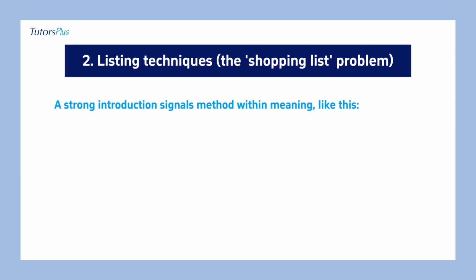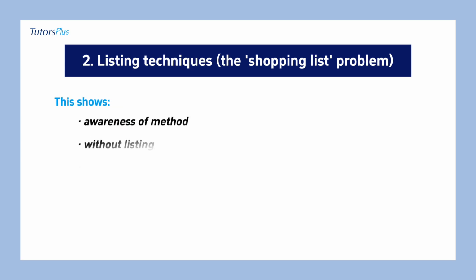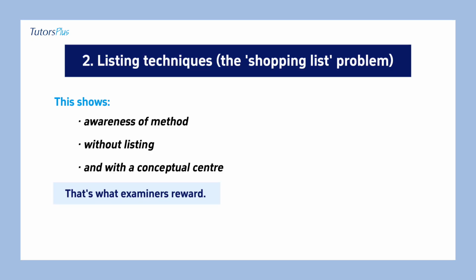So strong introduction signals method within meaning. Through pointed diction, tonal shifts, and strategically framed anecdotes, the writer guides the audience towards recognizing the broader implications of digital dependency. And you see how this shows the awareness of the method without listing. It has a conceptual center, which is what the examiners are looking for.